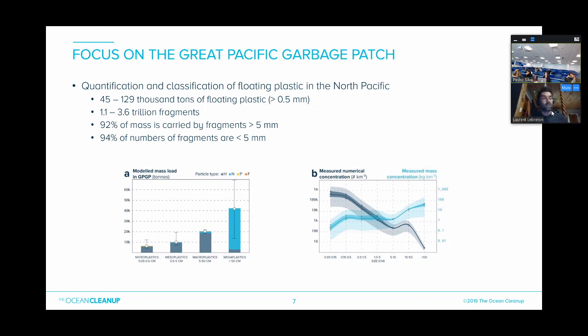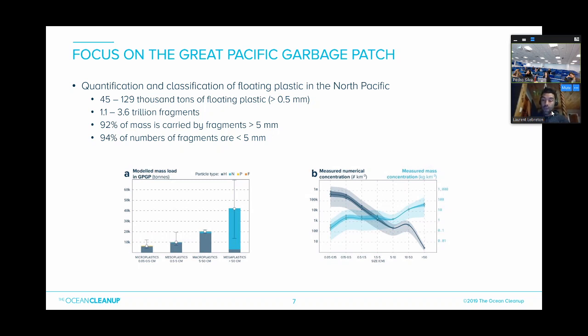So those are the questions we're trying to understand, and what are the timescales for this to happen? For all this mix of macro fragments to occur once there is large plastic that is already floating there. And so those are the kind of things that we try to follow. But again, I stress those last two points: 92% of mass is carried by fragments larger than 5 millimeters, while 94% of the number of fragments are carried by objects less than 5 millimeters.